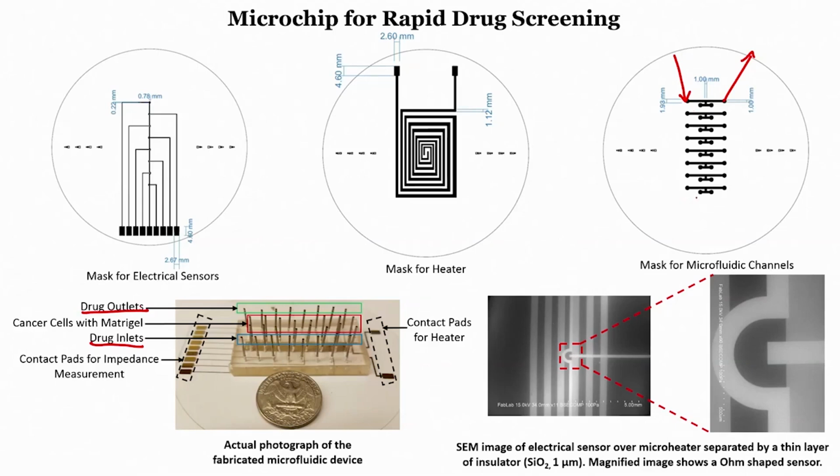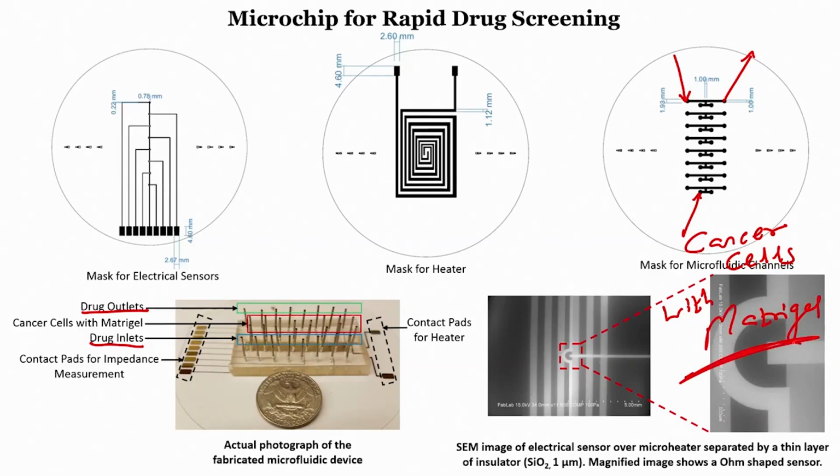Now, if you consider the shorter channel, we load the cancer cells here in the shorter channel. You can also load spheroids, you can also load organoids, like a tumor, cancer cells with matrigel.